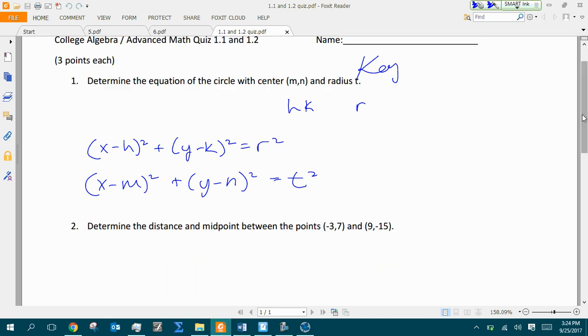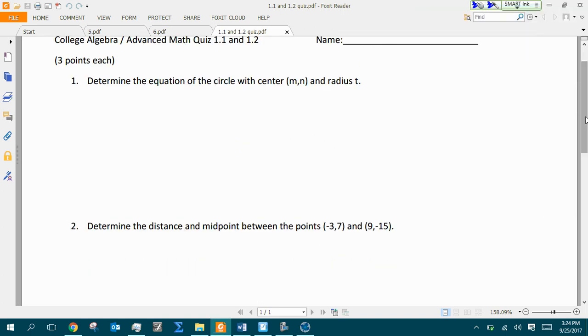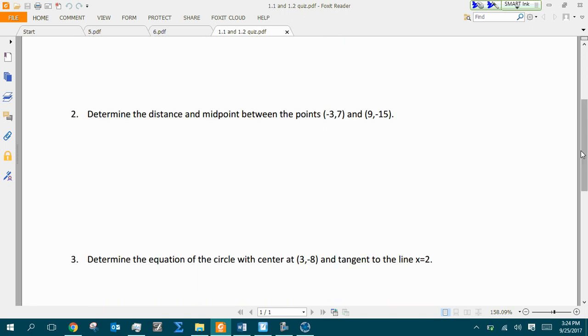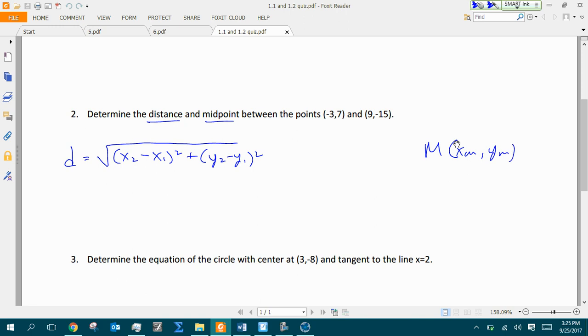Question number 2. The biggest issue I saw in question number 2 is, one, we didn't know our formulas, or two, we did know our formulas but didn't read correctly, and we only found distance, or we only found midpoint. So let's remember distance is √((x2 − x1)² + (y2 − y1)²), and then our midpoint, (xm, ym) = ((x1 + x2)/2, (y1 + y2)/2).